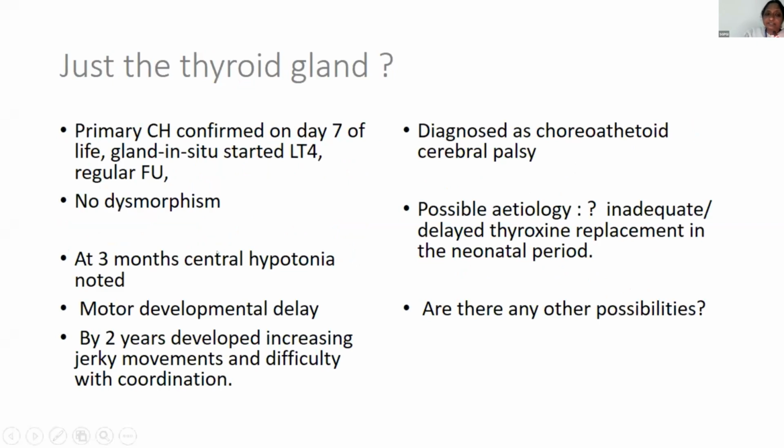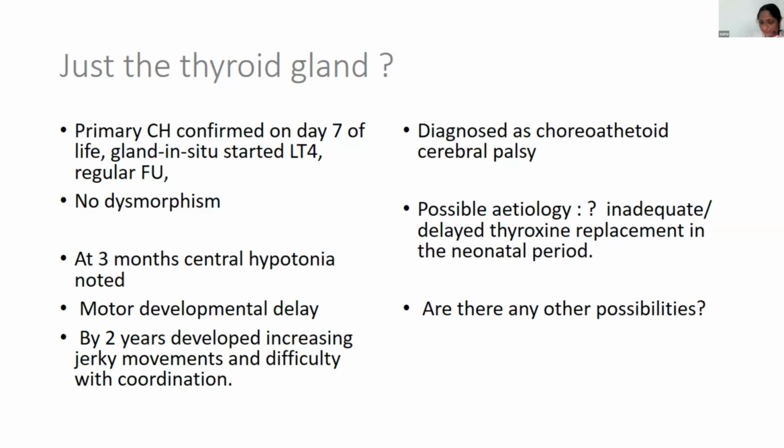Another baby, primary congenital hypothyroidism, diagnosed on day 7 with gland in situ, no dysmorphism. At 3 months onwards, baby was noted to have central hypotonia with a motor developmental delay. By 2 years, developed increasing jerky movements and difficulty with coordination, and diagnosed as choreoathetoid cerebral palsy. Of course, the biggest blame would be on the pediatric endocrinologist because of either inadequate or delayed thyroxine. We often get referrals from pediatric neurologists saying you haven't done your job well. So, inadequate or delayed thyroxine replacement in the neonatal period.